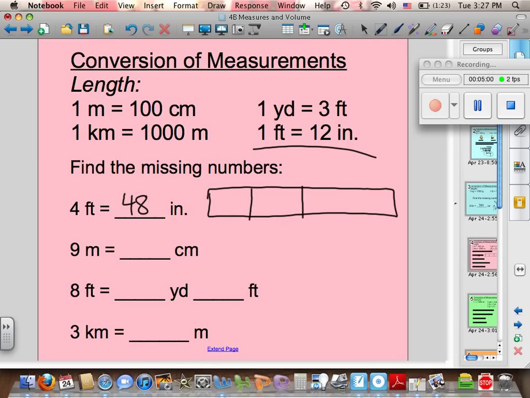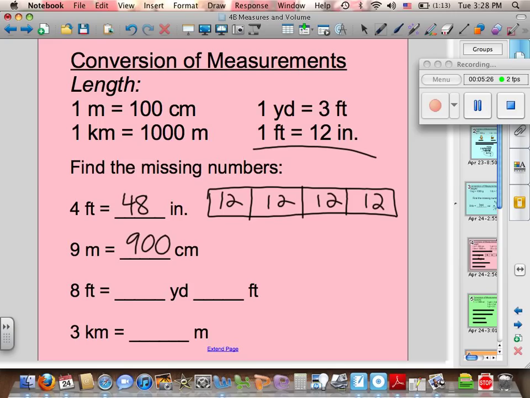We can show the 4 feet with our bar model. It's not exactly perfect, but then we remember that there are 12 inches in each foot. And so that really gives you a good visual to remember it's 12 times 4. Now we have 9 meters equals how many centimeters? Well, if we have 100 centimeters in 1 meter, then 9 meters would give us 900 centimeters.